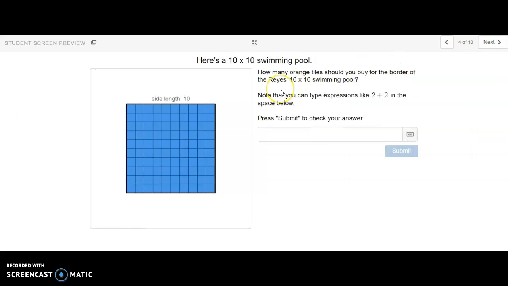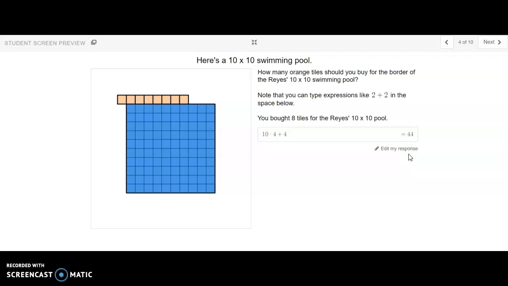So I'm going to hit the next button here, and now we're going to deal with a 10 by 10. It says, how many orange tiles should you buy for the border of Ray's 10 by 10 swimming pool? So I know that this side from here to here is 10. From here to here is 10, and so on and so forth. All of my sides are 10. So I'm going to take my 10 and multiply it by 4 because there are 4 sides to my square. But I also need to include each of the 4 corners because I can't have a swimming pool without corners, right?